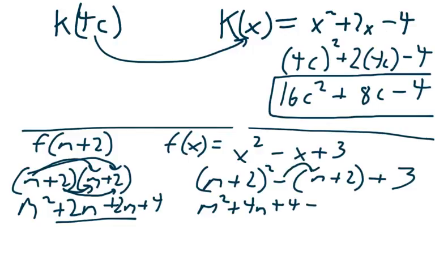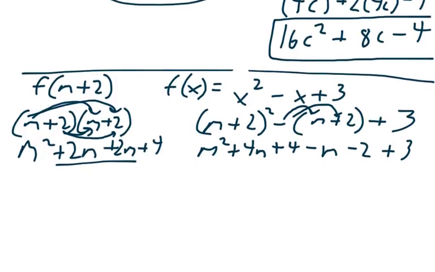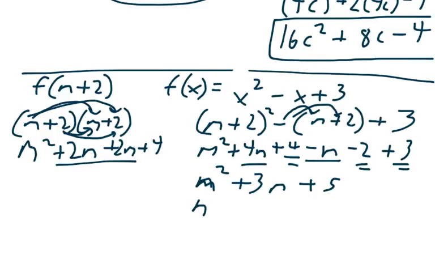I'm going to distribute this negative. So we got negative m minus 2 plus 3. So m squared, those two combine to be 3m. So m squared plus 3m, and then we combine the 4 and the minus 2 and the 3, and so that makes 5. So this is m squared plus 3m plus 5.